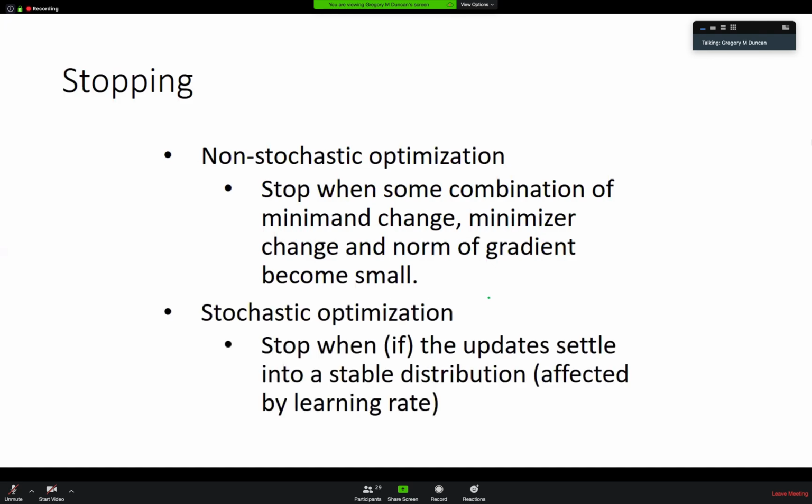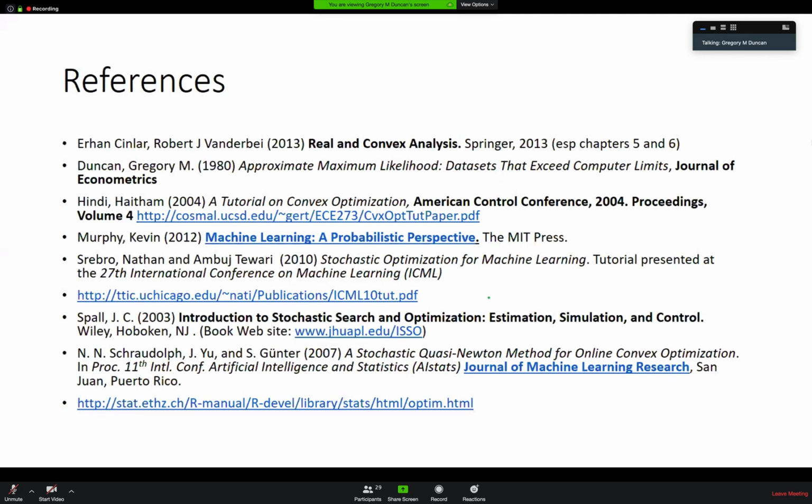We'll talk about stochastic optimization later on when we talk about neural nets. Those are the references. So I went through this way faster than I thought I was going to. I guess we can ask some questions. Any questions?